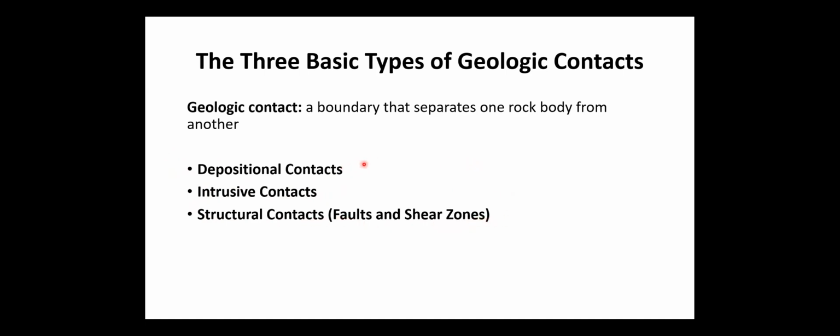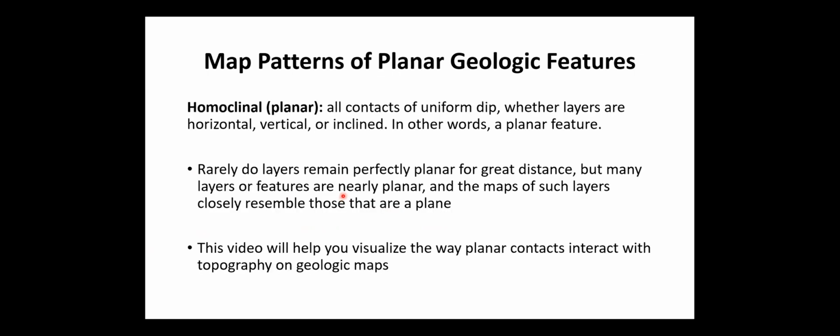And what I want to emphasize here is that depositional contacts and structural contacts are generally planar features, or planes in space. Whereas intrusive contacts can sometimes be planar, but they can sometimes be irregular and non-planar. So it turns out that planar features, so primarily depositional contacts and structural contacts, are going to have a characteristic map pattern.